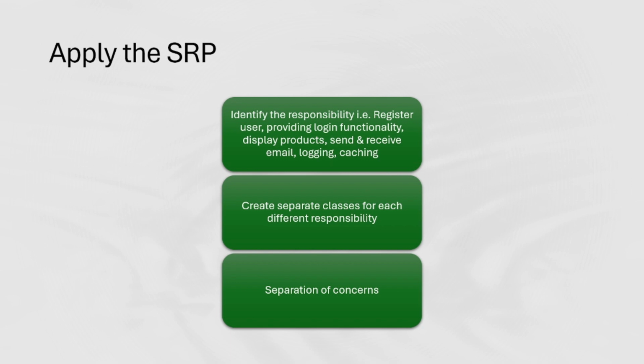So how to apply SRP, or single responsibility principle? First, identify the responsibility. For example, in your software system, there may be a feature like registering a user, providing login functionality, displaying products, sending and receiving email, logging, caching. Each of them is an individual responsibility. So for each responsibility, you should create a separate class.